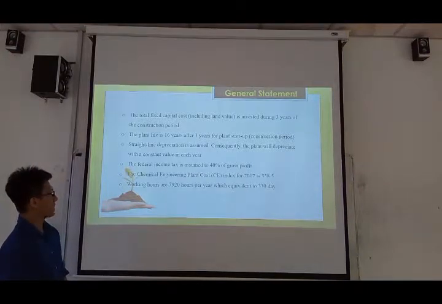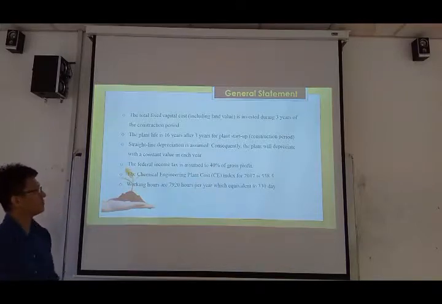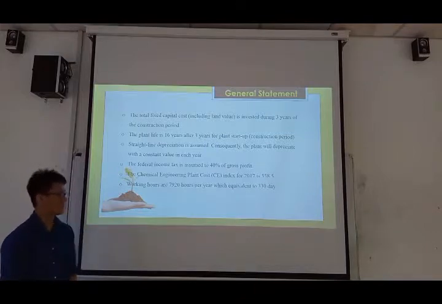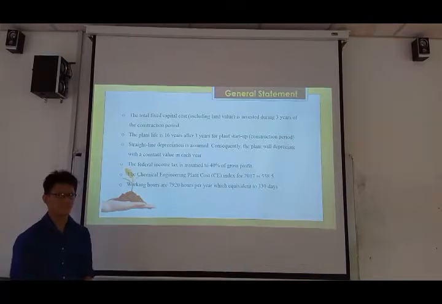Straight line depreciation is assumed. Consequently, the plant will depreciate with constant value in each year. The federal income tax is assumed to be 40% of gross profit, and the chemical engineering plant cost CE index for 2017 is 558.5, and finally the working hours are 7,920 hours per year, which is equivalent to 330 days.